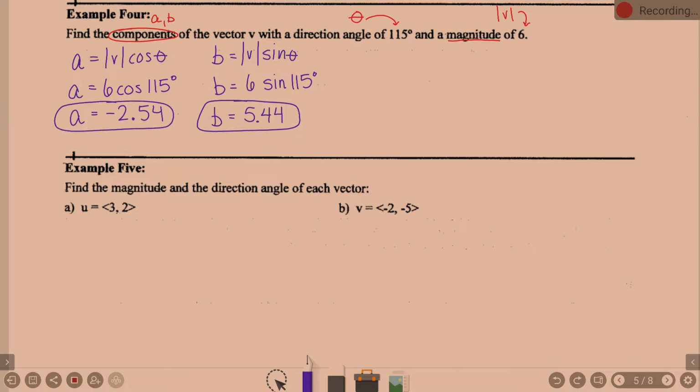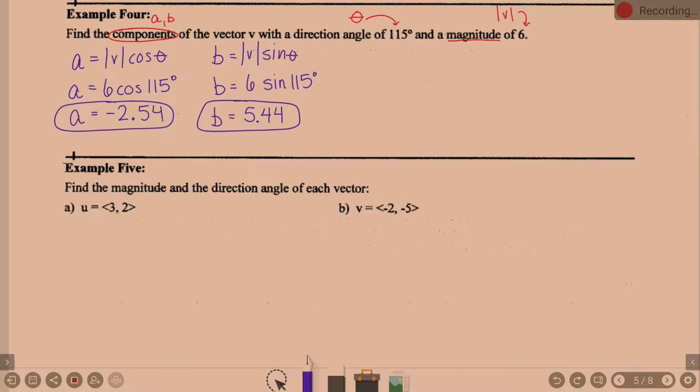Now, right there, we have technically answered the question, because it said find the components of the vector V. And the components are A and B. Now, we're going to write our answer in 2 different forms for practice here. One, we're going to write it in component form. What does this look like in component form?